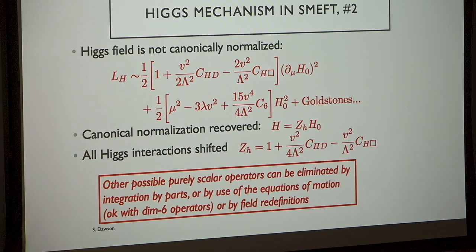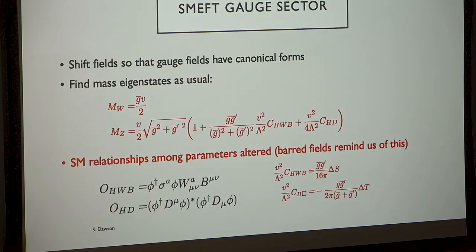Other possible purely scalar operators, because there were only 3 on the last slide, at dimension 6, you can eliminate them by integration by parts or by field redefinitions. The equations of motion, which is how I do it because I'm lazy according to Anish, only works at dimension 6. But it gives you exactly the same answer. Okay, so there we are. So now we have to continue to construct our field theory. And I'm not going to do the algebra because it's only algebra.